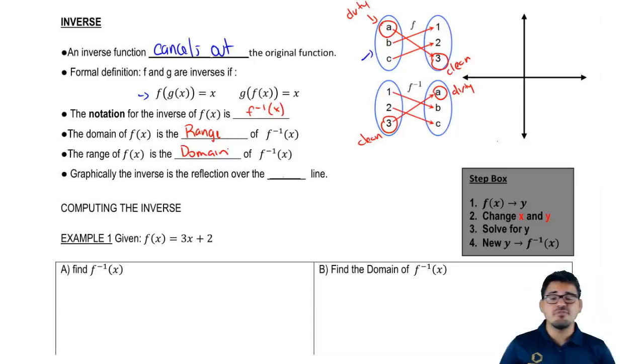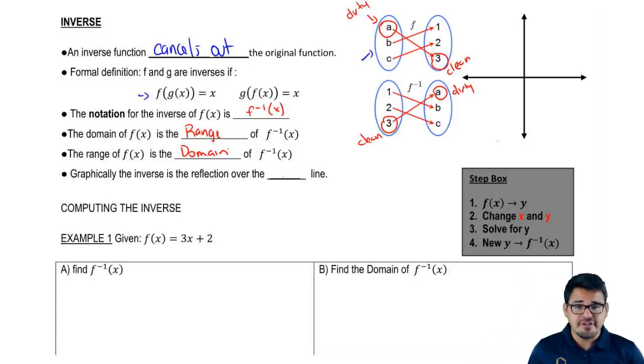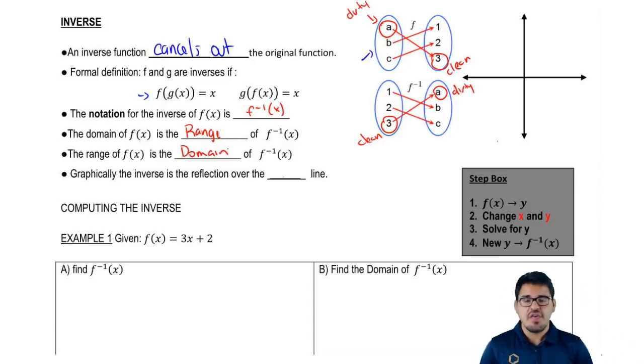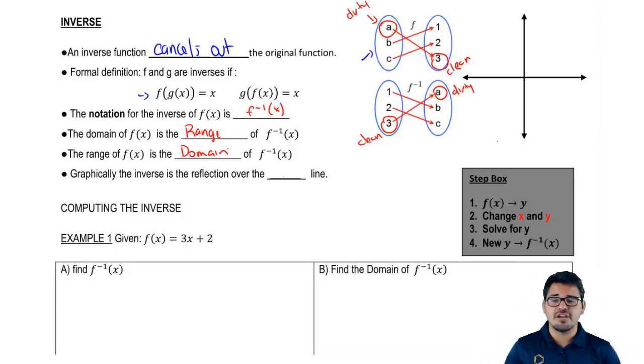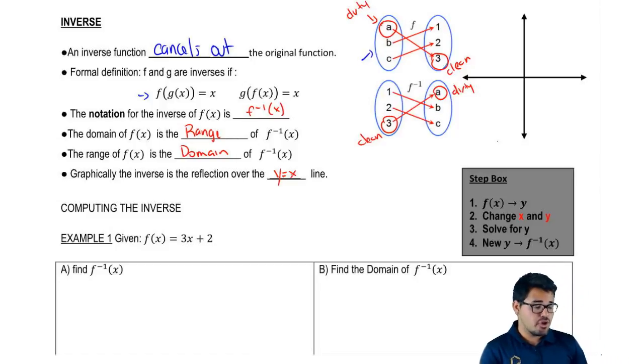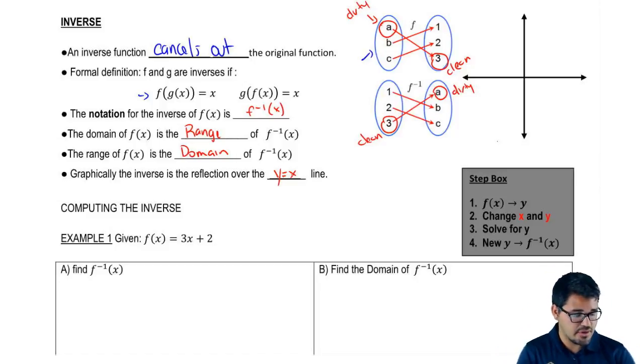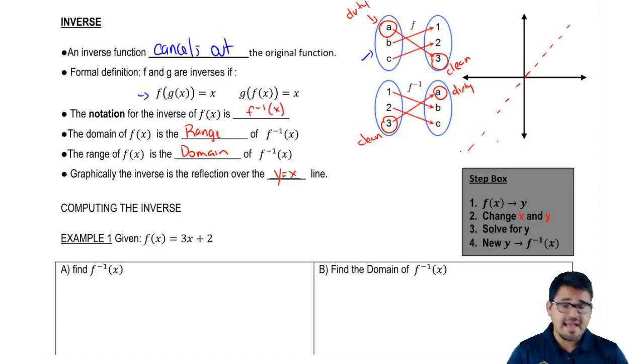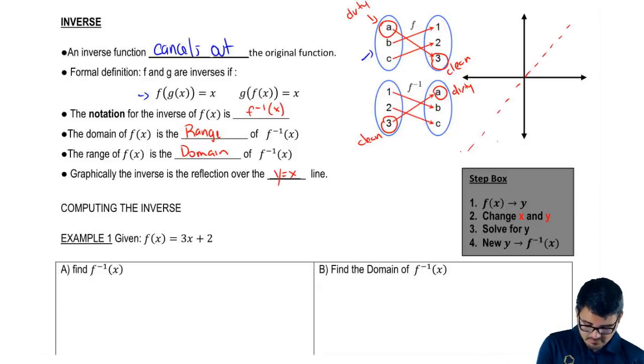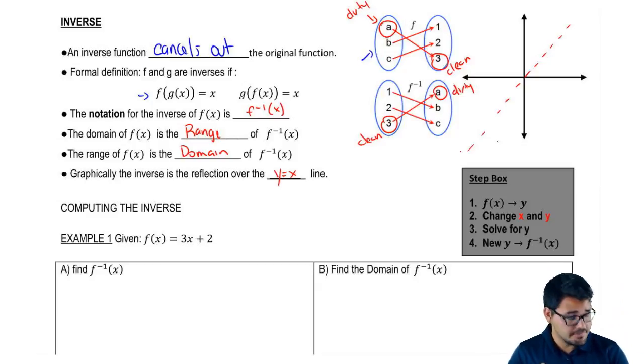So graphically, how are we going to show that a domain and a range switch, that an x and a y switch? Graphically, the inverse is a reflection over a special line. The magical line here is going to be the y equals x line. We're going to draw that right here in our xy coordinate plane, and we're just going to draw this function that you will soon learn about, the exponential function.